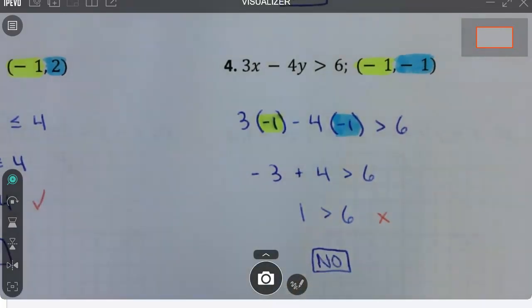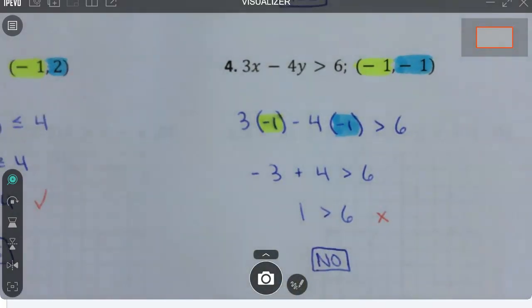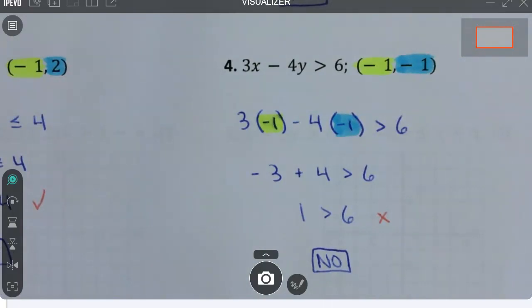So that's going to conclude kind of part 1 of this lesson. The next video will go through all the graphing and shading that you will need to know for the homework assignment. Okay, see you in the next video.